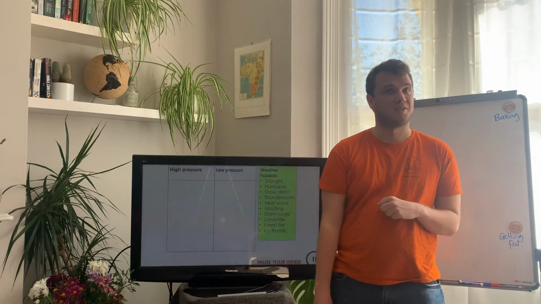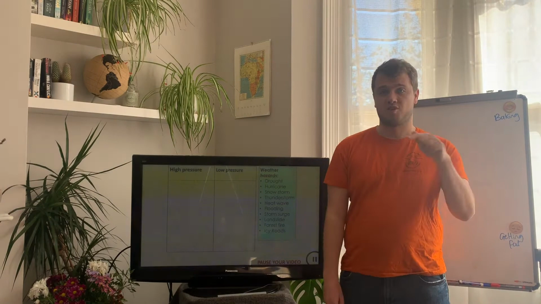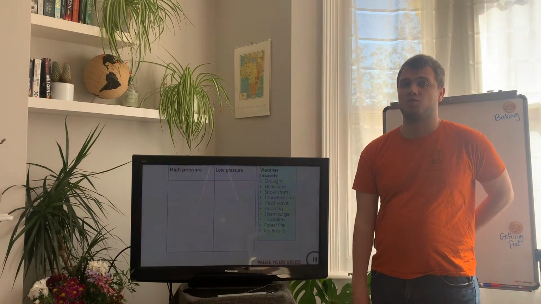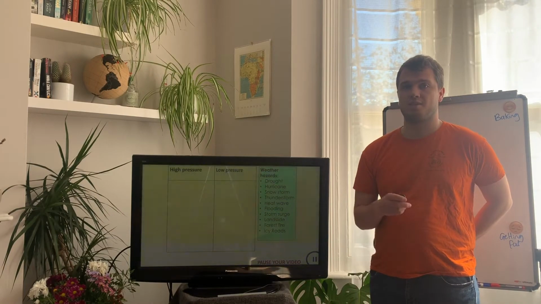So what I'd like to do in your books is copy out this T-bar table with high pressure and low pressure, and then I want you to sort these different examples of weather hazards into your table. So pause your videos now and copy this out for me.